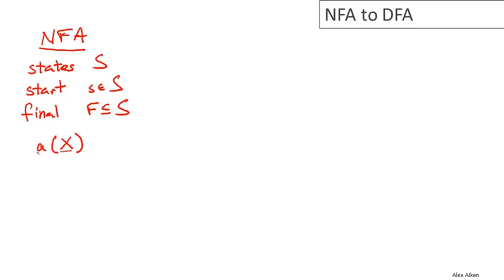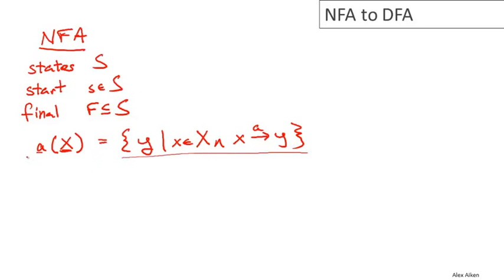So X here is a set of states, and A is a character in the input language. So A of X is equal to those states Y such that there is some little x, a single state in the set of states X, such that there's a transition from x to Y on input A. Okay? So this is just a way of giving the transition function at the set level. It says for a given set of states X, show me all the states that you can reach on input A.